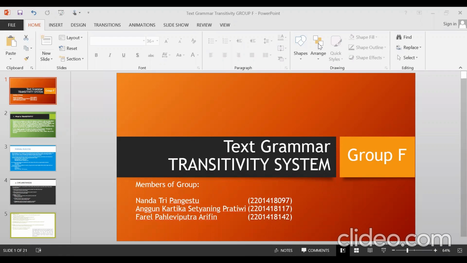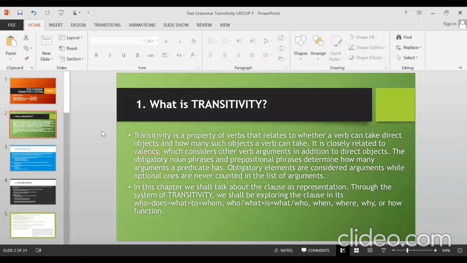transitivity system. I will introduce the members of our group. My name is Farel Pahleviputra Arifin, and my partners are Nanda Tri Pangestu and Anggun Kartika Setyaning Pratiwi. Okay, the first presentation will be presented by me, Farel Pahleviputra Arifin.